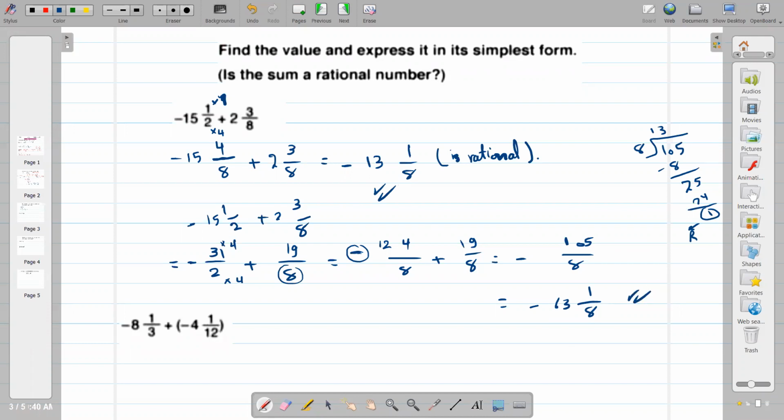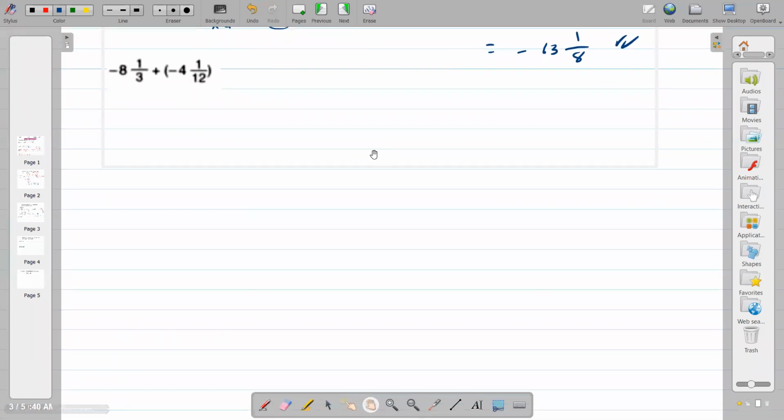Now to the next problem. Okay. Also, 12 is divisible by 3. Okay, so you can multiply what? 3 times what to get 12? 3 times 4. So negative 8 and 4 over 12 plus negative 4 and 1 over 12.